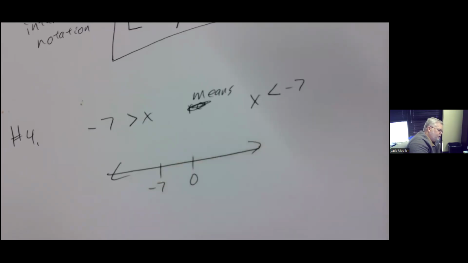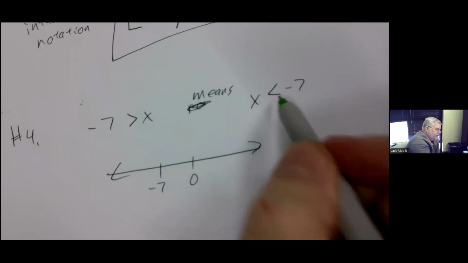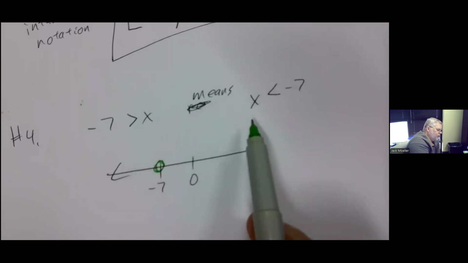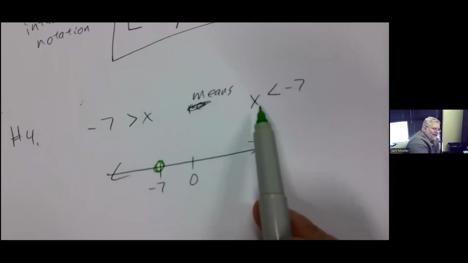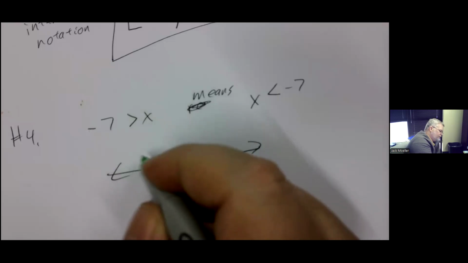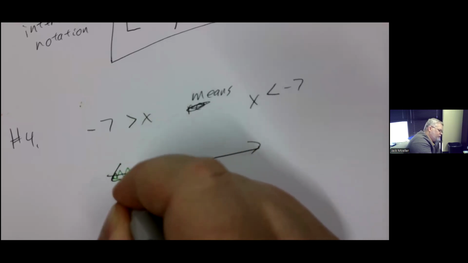-7 is over here. So what do we put on -7? Open or closed circle? Well, there's no equals, so we put open circle. And then do we go to the left or to the right? Well, x is less than, so to the left. And how far to the left do we go?